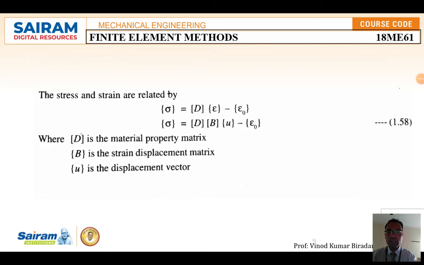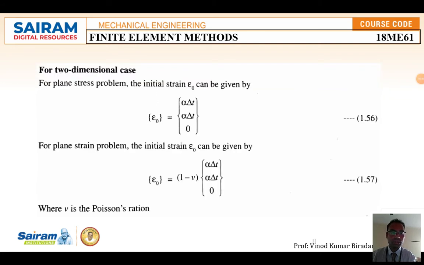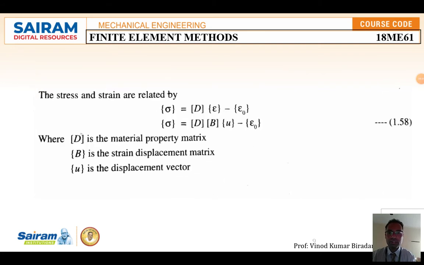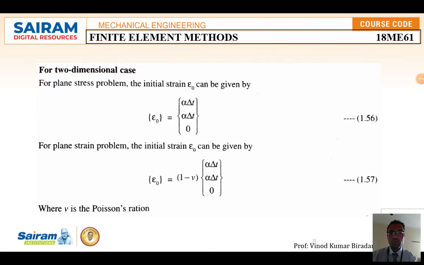The stress strain relationship, by using equations 1.56 and 1.57, we are going to write like this: stress is equal to D times epsilon minus the change in strain epsilon naught. This can be modified as stress is equal to D B U minus epsilon naught, where D stands for the material property matrix, capital B is the strain displacement matrix, and U is the displacement vector. So this is very important.